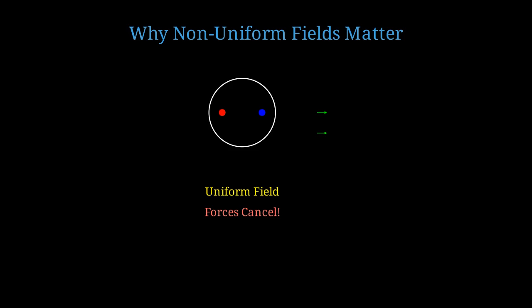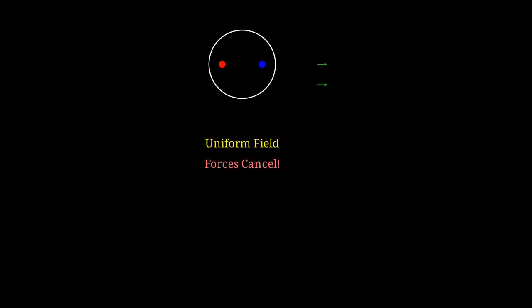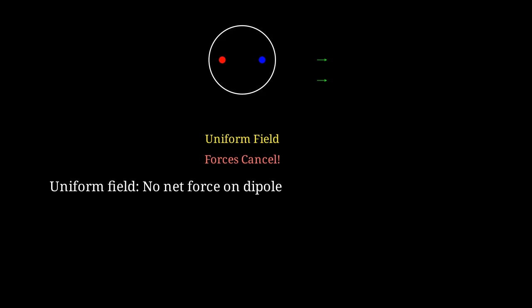These forces cancel out perfectly. In a uniform field, there is no net force on the dipole. The particle might rotate to align with the field, but it won't translate or move from one location to another.